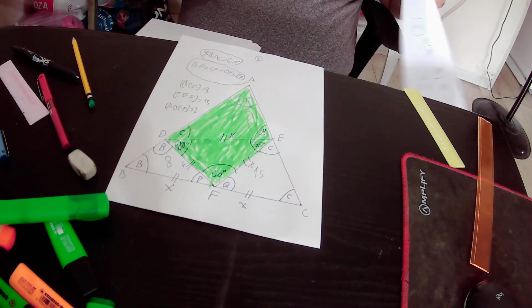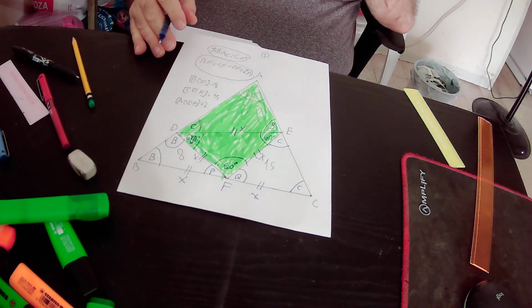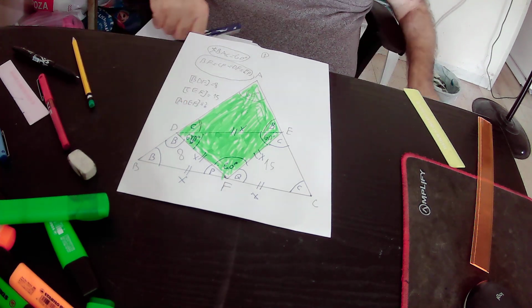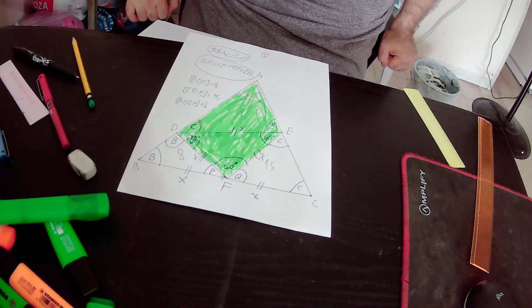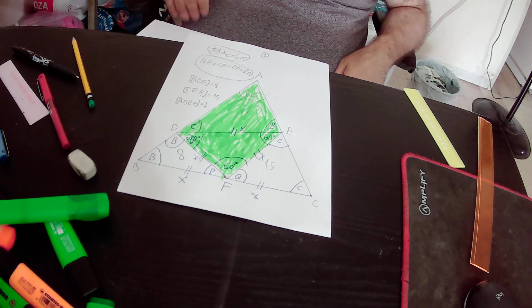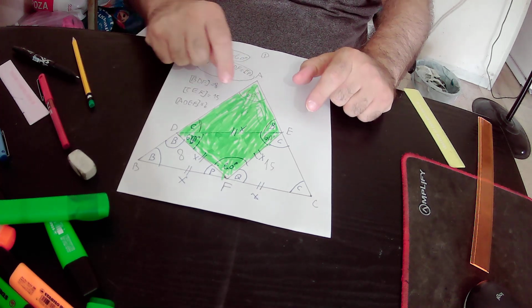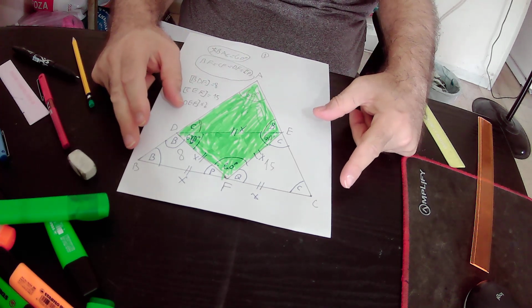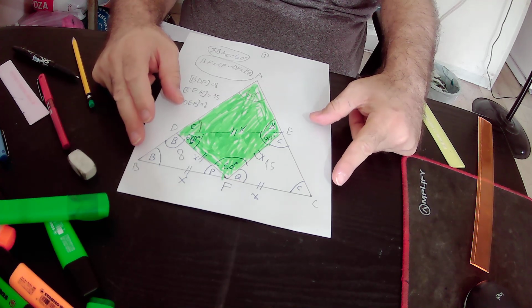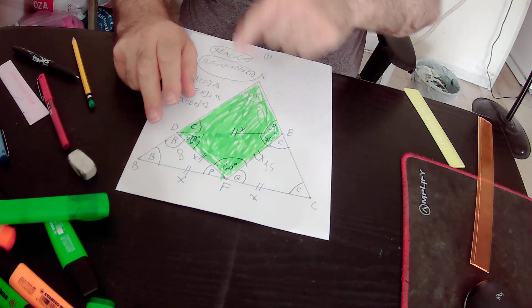In the next step, we'll calculate the area of the quadrilateral BDEC. The area of quadrilateral BDEC equals the area of triangle ABC minus the area of triangle ADE. As you can see from the drawing, the area of quadrilateral BDEC equals the area of triangle ABC minus the area of triangle ADE.